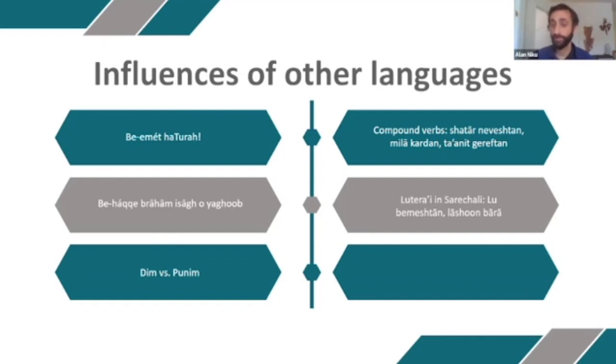There are also bits of Lutarai, that secret language, in the Tehran Jewish dialects. So you get things like Lubemeshtan or Lashun Bara, both of which mean basically stop talking. Lashun is from the Hebrew Lashon, tongue or language. And you also get Persian euphemisms that make it into these Jewish dialects. So things like Dur Ajun, which comes from the Persian Dur as Jun, may it be far from your soul, or dura janabi, or if you're Esfahani, that u becomes e, so it's dirajun and dirajanabi. And these are words that are used as euphemisms.